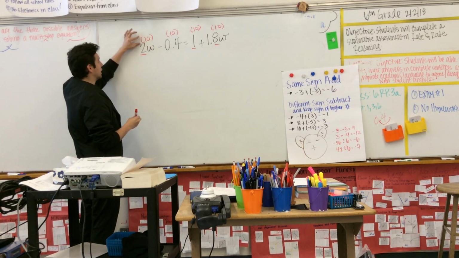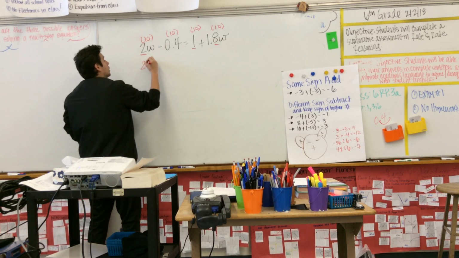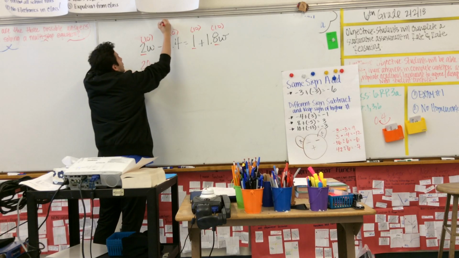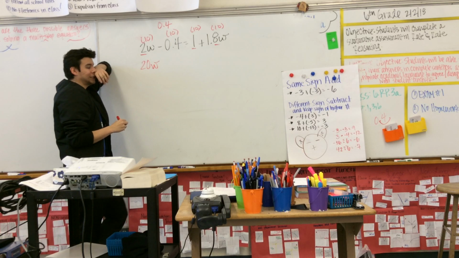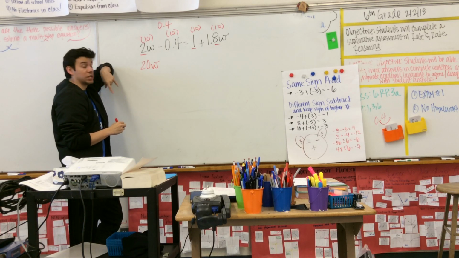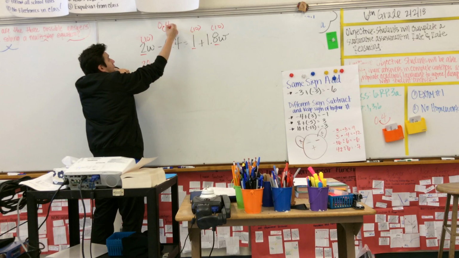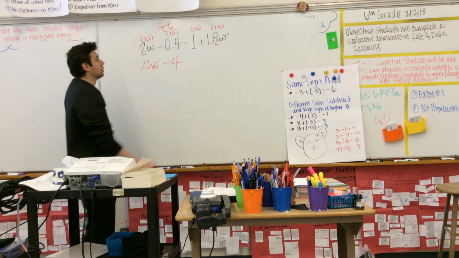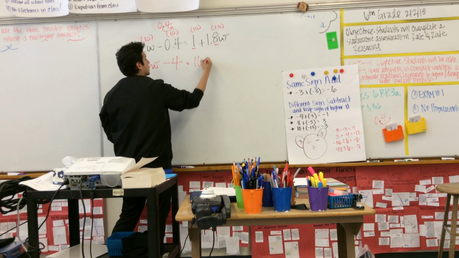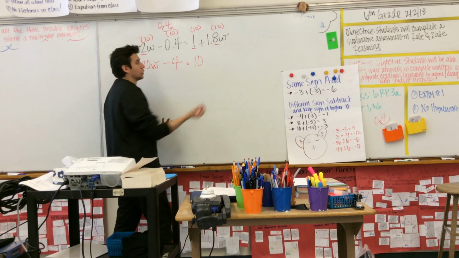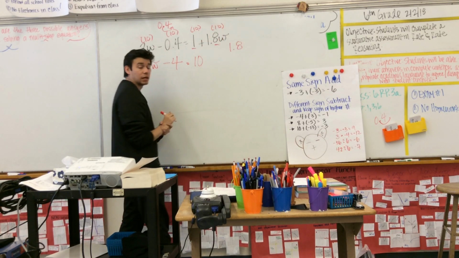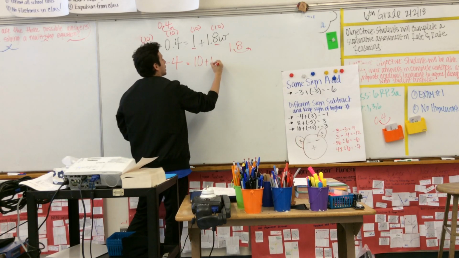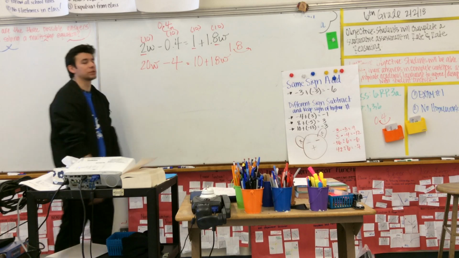For this one, 10 times 2 is 20w. 10 times negative 0.4: 10 only has one 0, so I only move the decimal one time. So 10 times 0.4 is just a regular 4. Yes, I eliminated the decimal. 10 times 1 is 10. 10 times 1.8w, I only move it one time, and it will become 18w. Look at how simple this problem is.